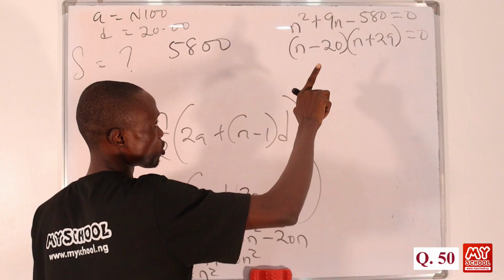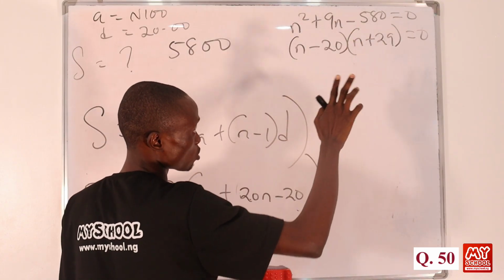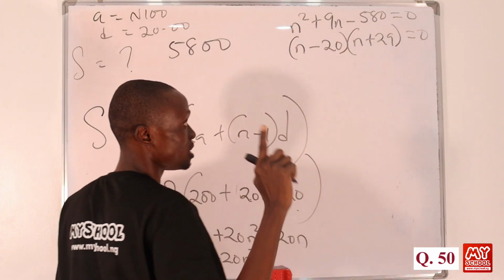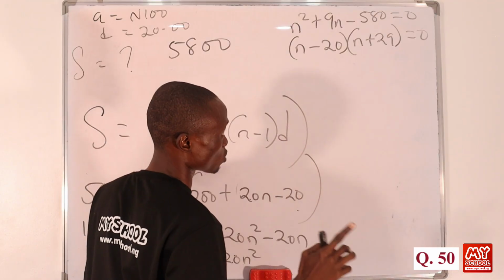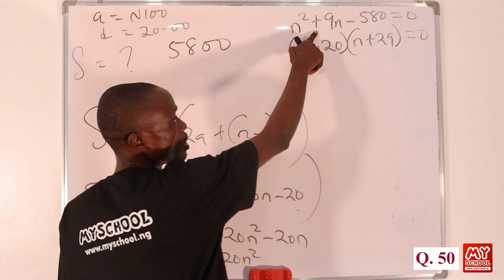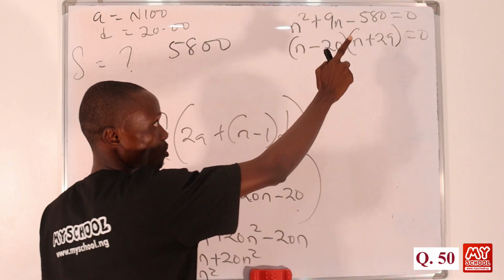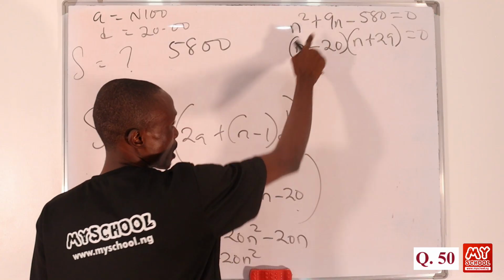The reason for this is because the two factors that, if we multiply together, should give us minus 580. The larger of those factors must be positive, so that if we add both of them, we'll be having a positive 9, since here is plus 9. So here, if we have minus 20 plus 29, that will give us 9, right?